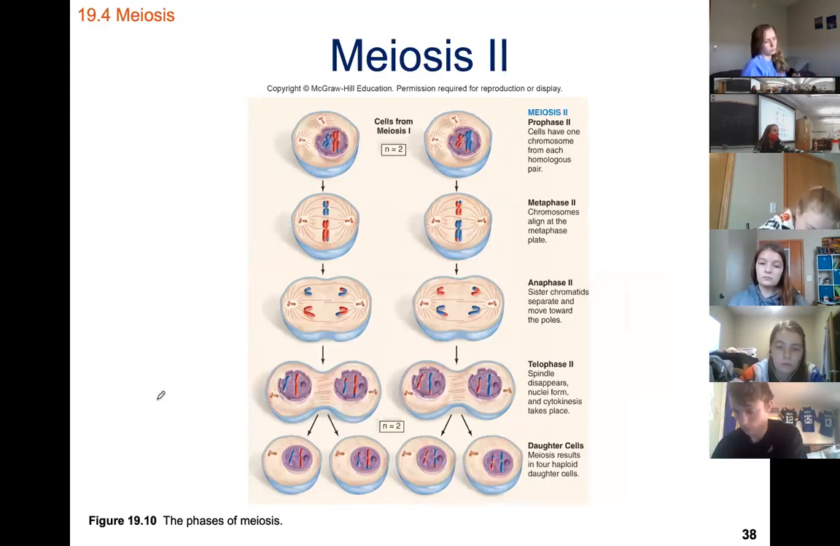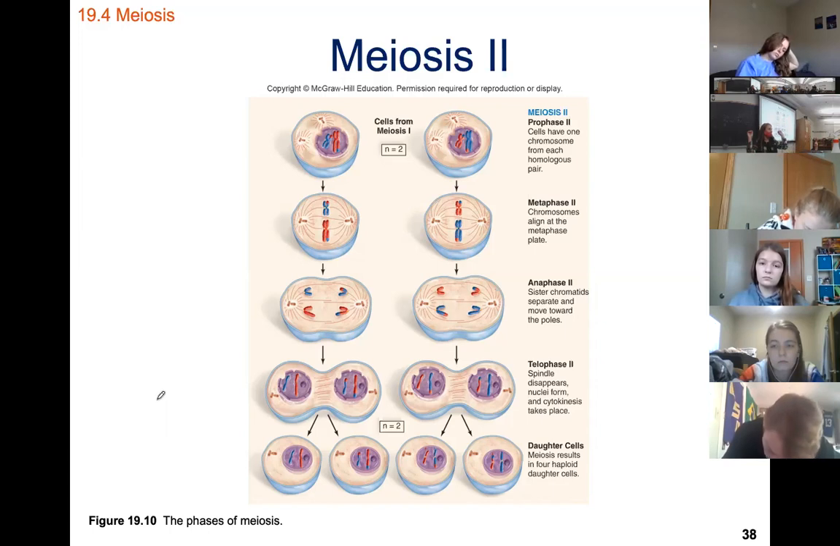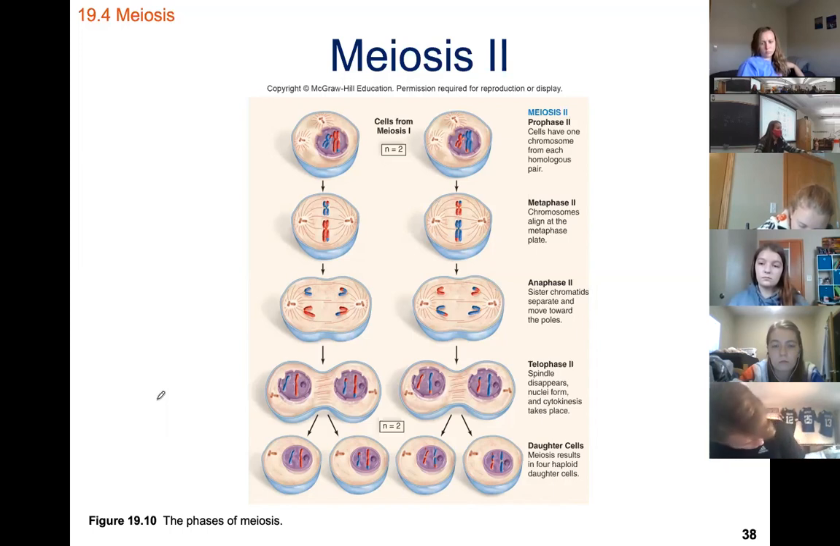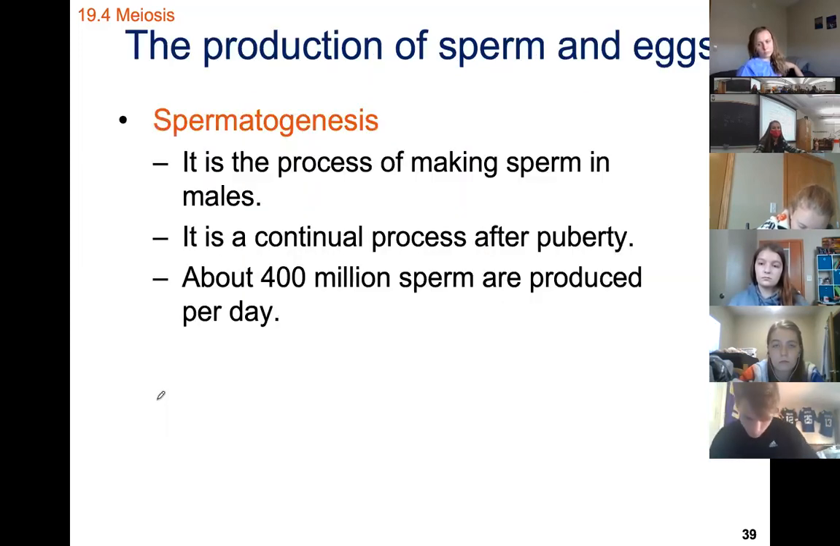Let me say that one more time. The result is 4 haploid daughter cells. Meiosis is similar to mitosis in a sense that we can see the chromosomes, they're condensed and visible, they line up, they separate, and we've got some division, okay? But in meiosis, we do that twice, and we end up with haploid cells.